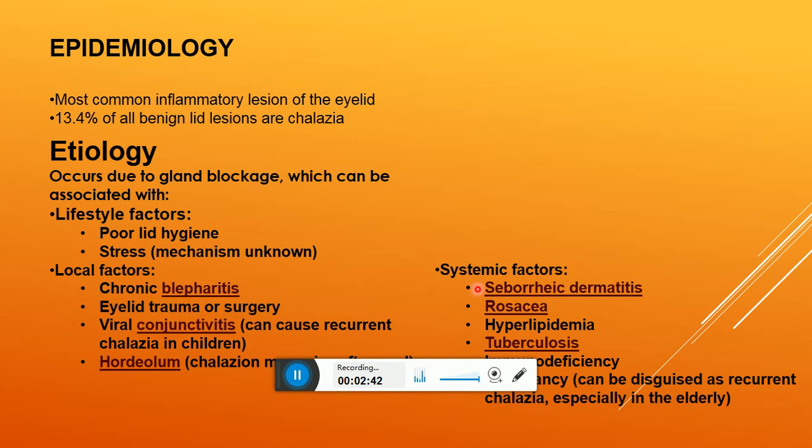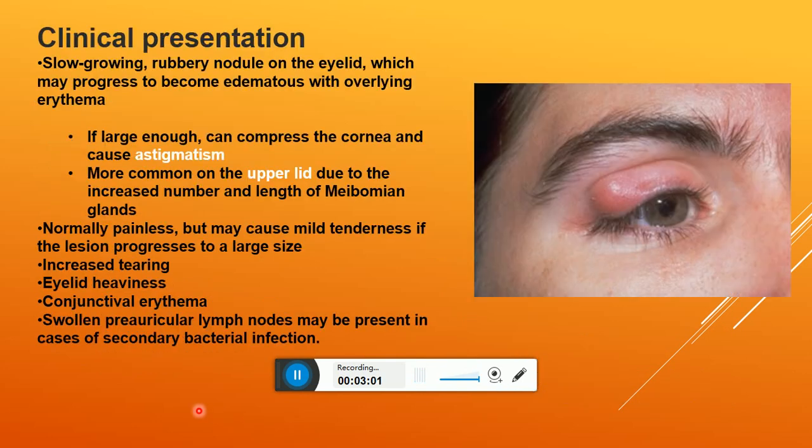Systemic factors are seborrheic dermatitis, rosacea, hyperlipidemia, tuberculosis, immune deficiency, and malignancy. Malignancy can be disguised as recurrent lesion, especially in the elderly. If there is recurrent lesion, it can be a sign of malignancy.